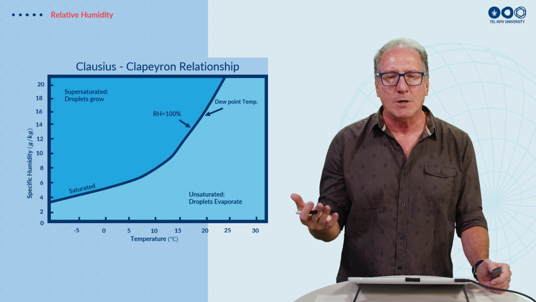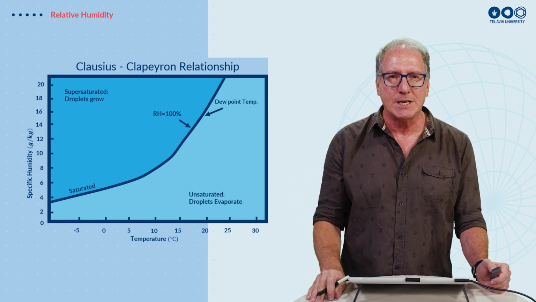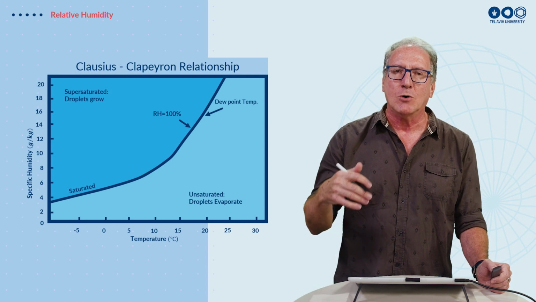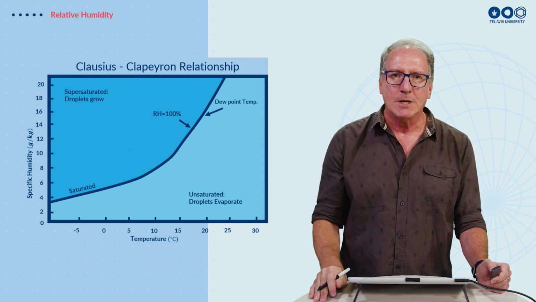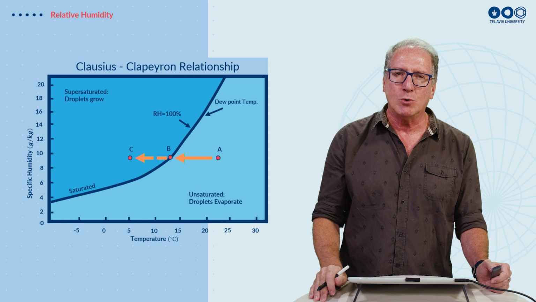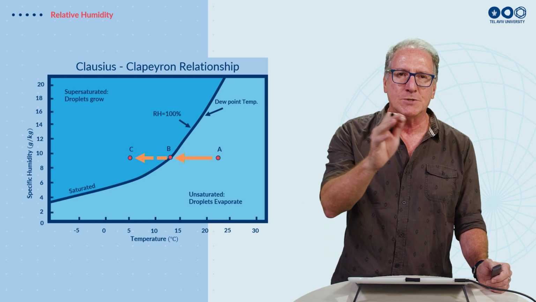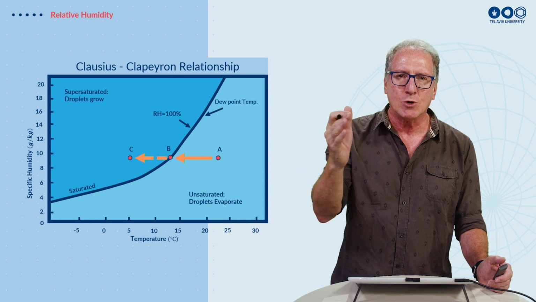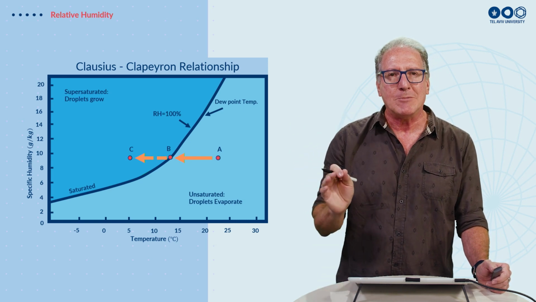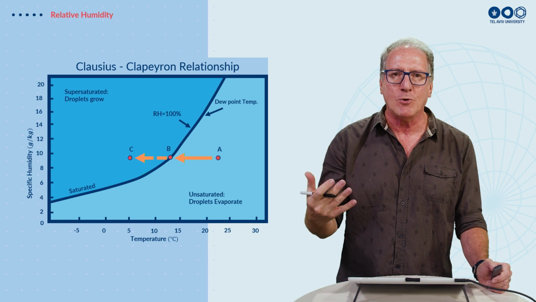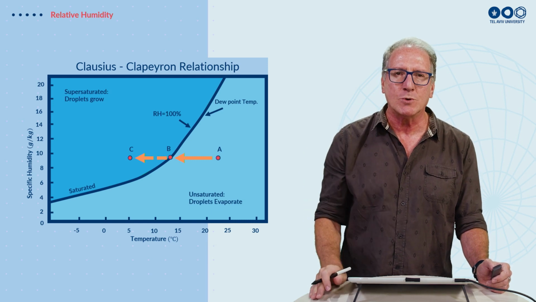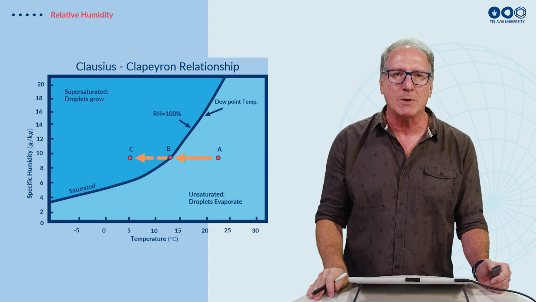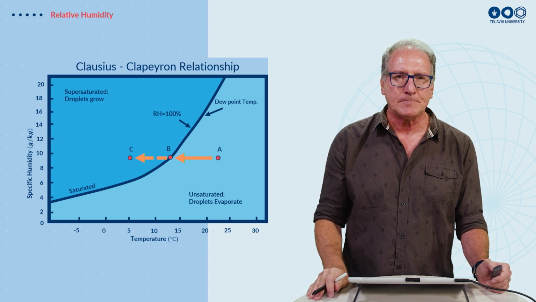So there are three ways actually we can reach saturation, we can reach a relative humidity of 100%, or we can produce a cloud. The first is that we can simply cool the air. We can go from A to B to C. At A, we have no cloud, no saturation. As we cool the air, we go towards B. At B, we'll start to see a cloud forming. And if we cool the air even more towards C, the cloud will get thicker and thicker, and there will be more and more droplets growing in the cloud.